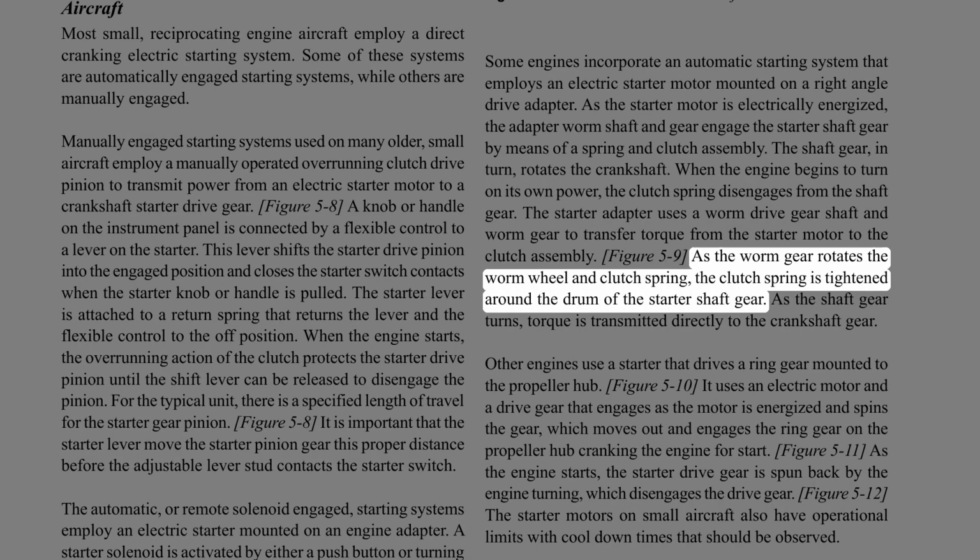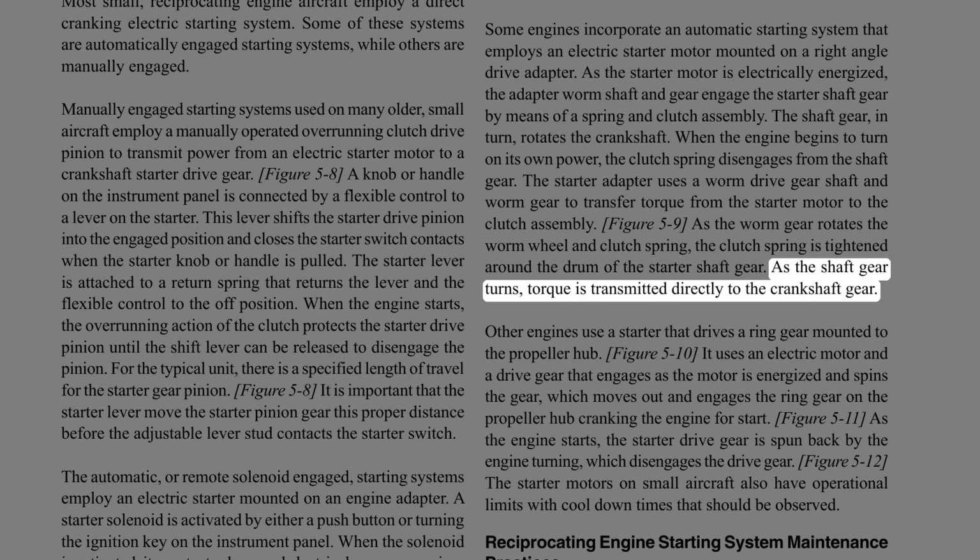As the worm gear rotates the worm wheel and clutch spring, the clutch spring is tightened around the drum of the starter shaft gear. As the shaft gear turns, torque is transmitted directly to the crankshaft gear.